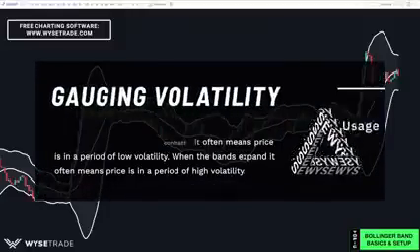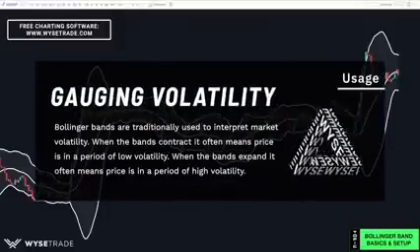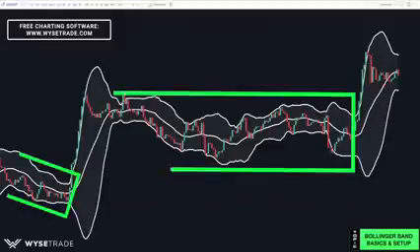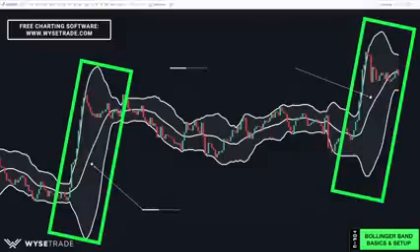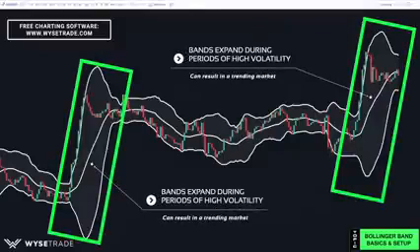So the bands are traditionally used to interpret market volatility. During periods of low volatility, you'll often notice that the bands contract and can result in a sideways consolidating market. During periods of high volatility, you'll often notice the bands expand and can result in a trending market.